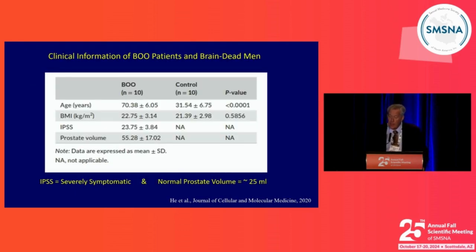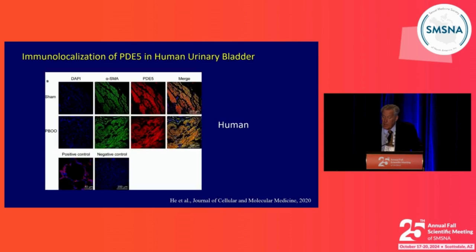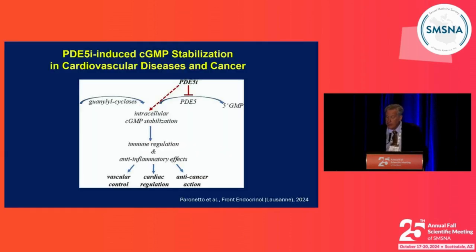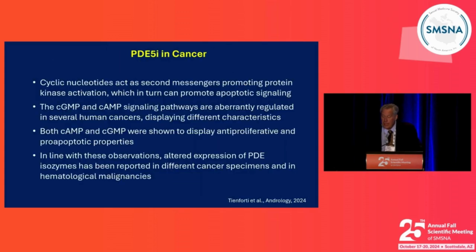We also did that with humans, taking men with bladder outlet obstruction, comparing that to brain-dead cadaver men, and we saw a similar co-localization. So PDE5 inhibitors induce cyclic GMP stabilization. That's the key thing. And in cardiovascular disease and cancer, you can see the PDE5 there. And when you look down the bottom, you're seeing it expand into so many other areas: anti-inflammatory, vascular control, cardiac regulation, anti-cancer. And my last couple slides are on PDE5Is in cancer.